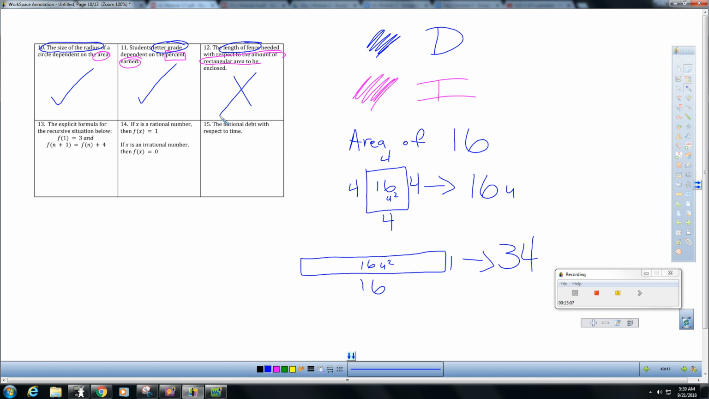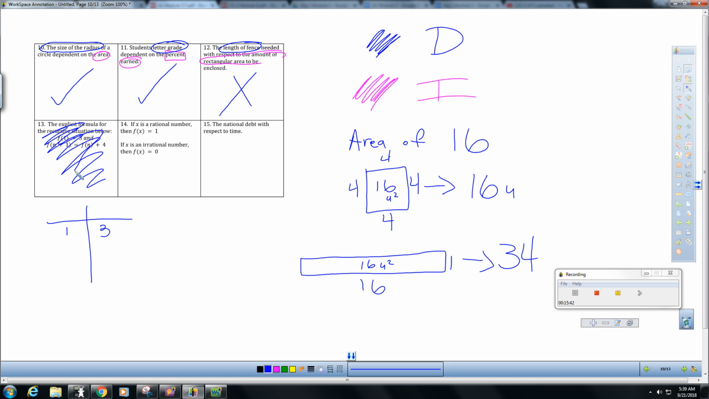The explicit formula for the recursive situation: f of 1 is 3, and f of n plus 1, I think they meant to say f of n is f of n plus 1 plus 4. But I guess we could maybe figure that out. The first one is 3. Let's just skip this because the notation is backwards. I don't even feel like confusing you guys. Just skip 13. Let's go on to 14.